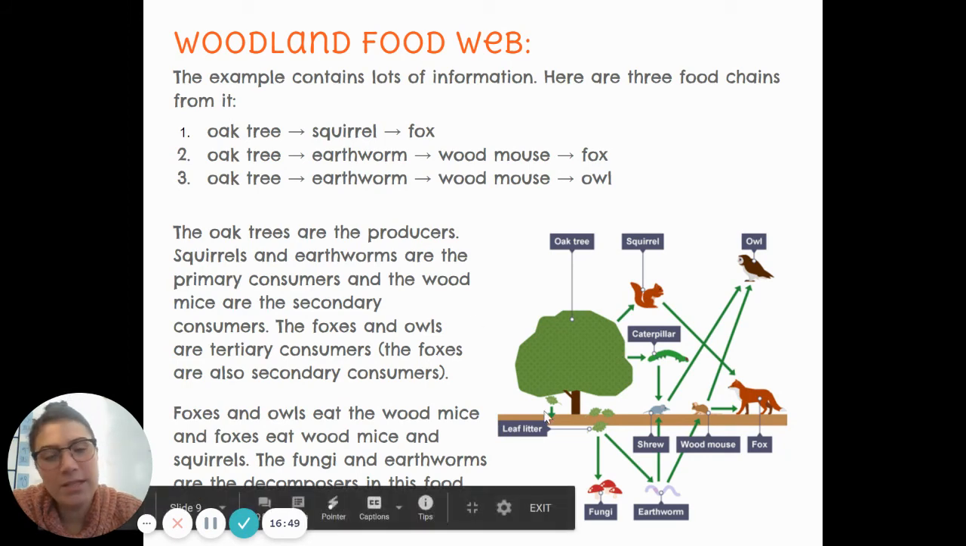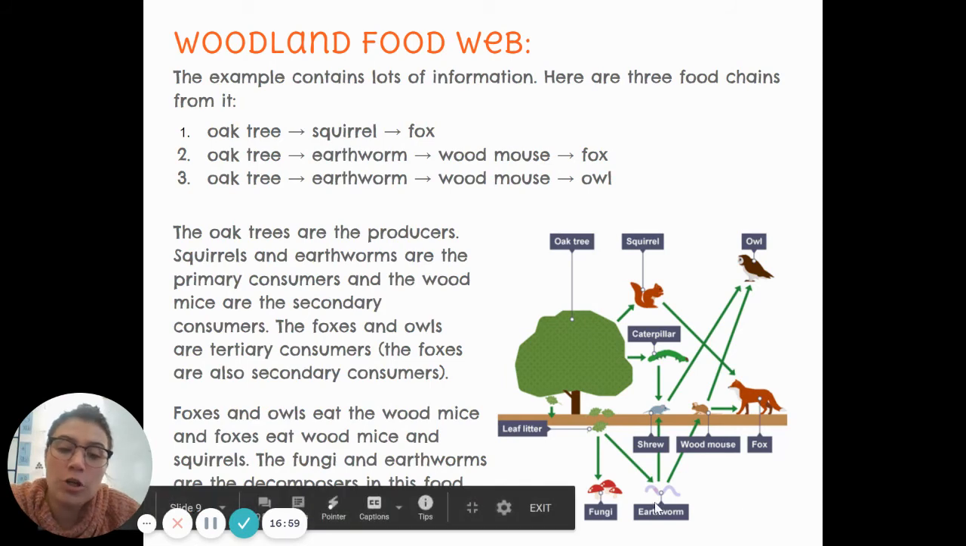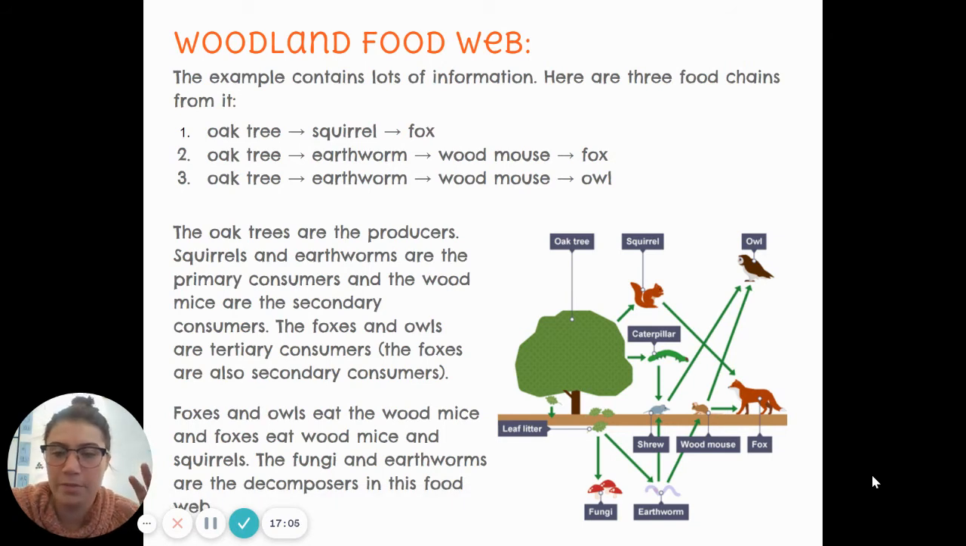And then we have the decomposers. After the fox or the owl is done eating the wood mouse, it's not going to eat all of it. So that's when our decomposers come in, which are our earthworm and our fungus, which break down that material and recycle it back into the soil. Then our plants use those nutrients. So it's all a circle of life.